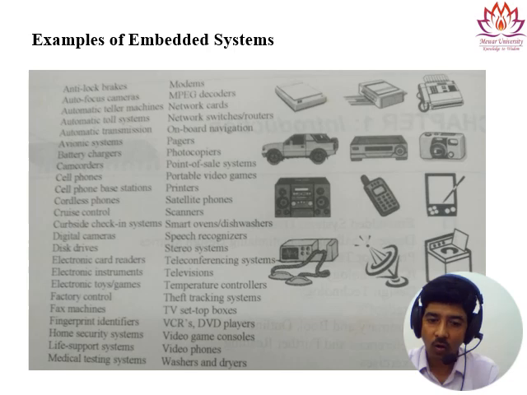If we talk about automobiles, transmission control, cruise control, fuel injection, anti-lock brake, and active suspensions are examples of embedded systems. The figure shown on the screen is a short list of embedded system examples. A more complete list would require many pages.